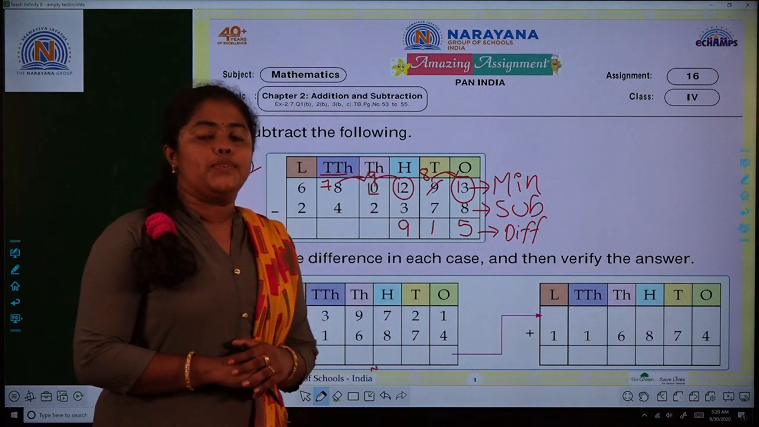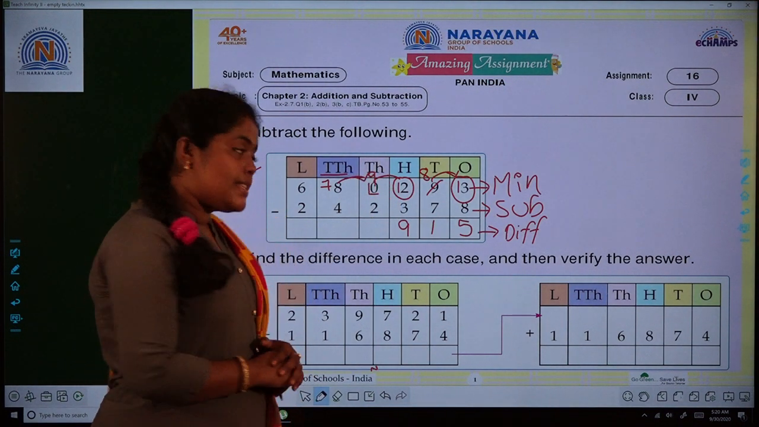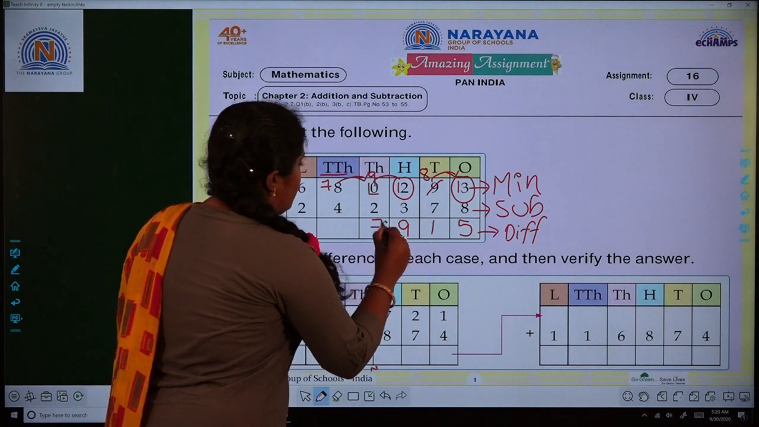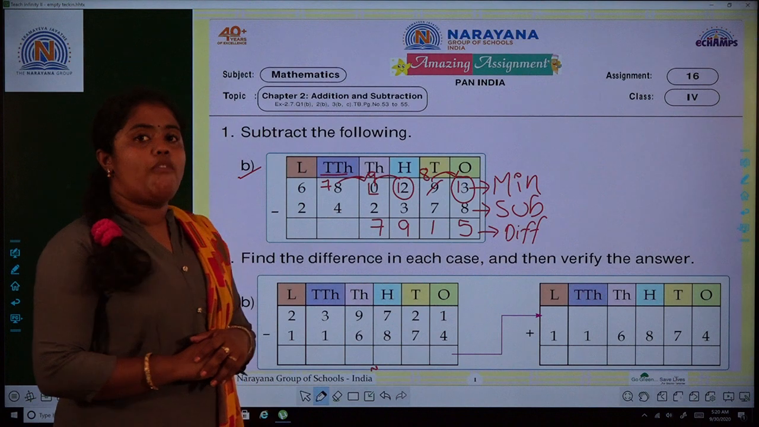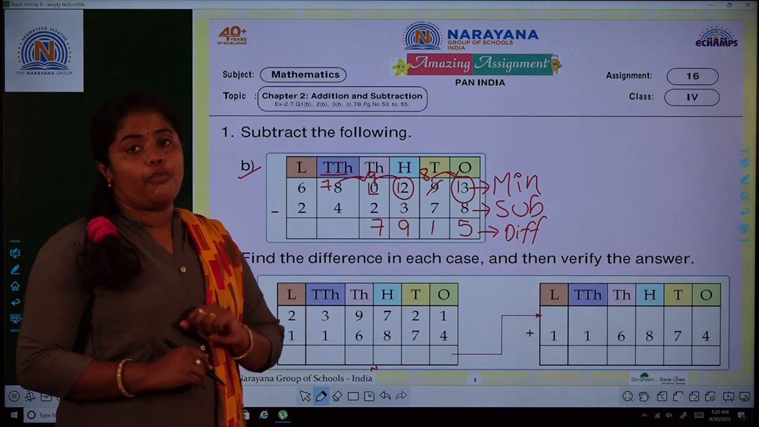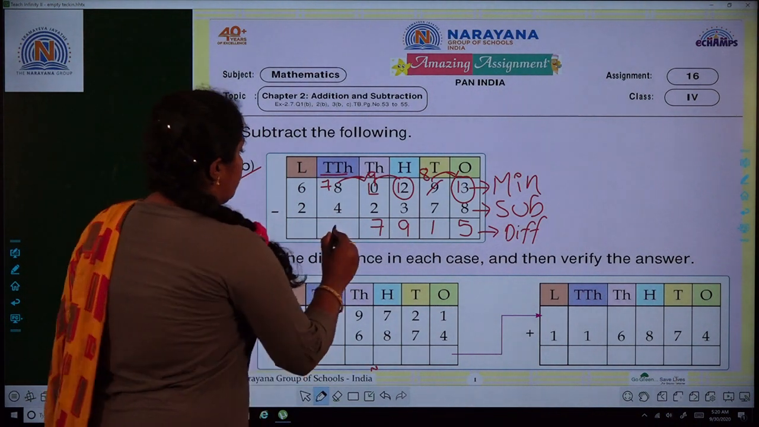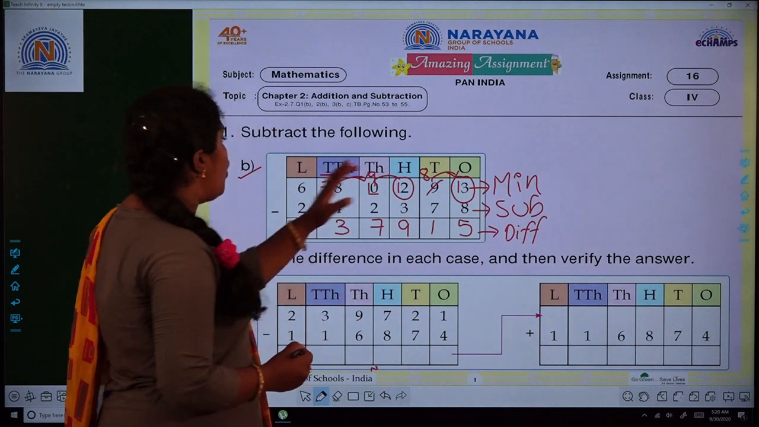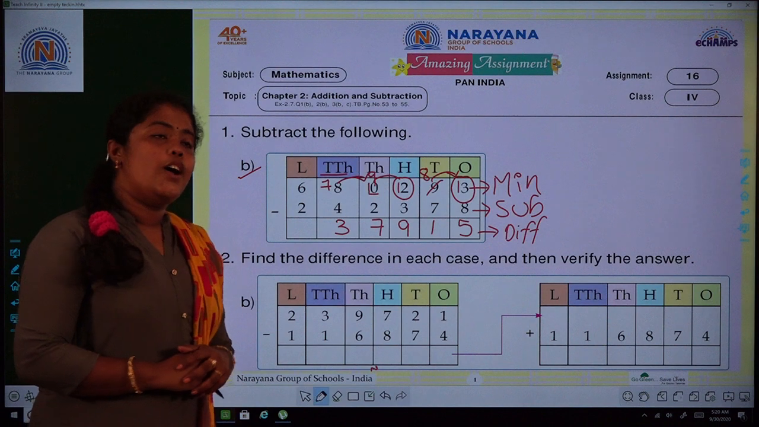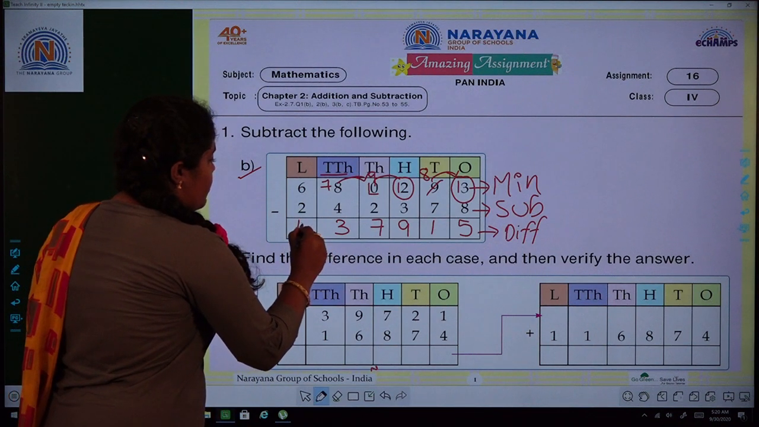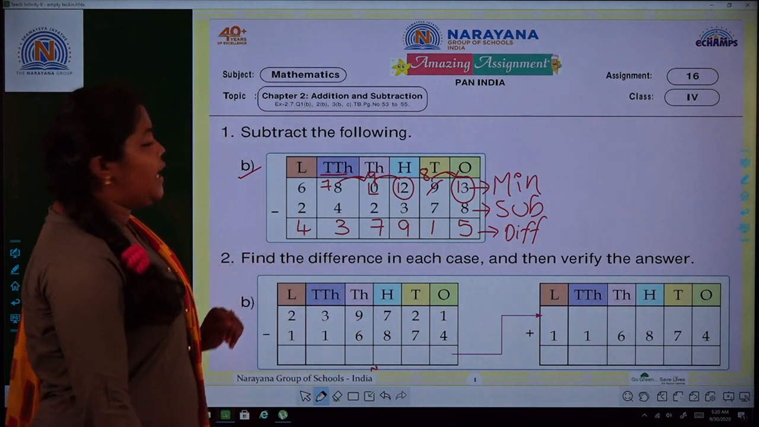And moving on to the thousands place. 9 minus 2 is 7. Next, moving on to the 10,000s place. Here 7 minus 4. We get 3. Next, moving on to the lakhs place. 6 minus 2 is 4, my dears. Next, moving on to the second one.